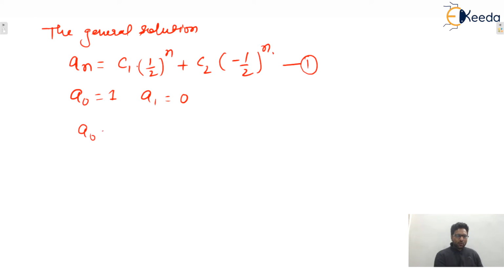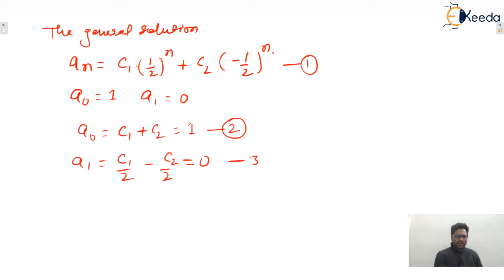What will be a_0? Put n equal to 0. It becomes C1 + C2, which is given as 1. Let's call that equation 2. The second initial condition is a_1, so n is 1. It becomes C1/2 minus C2/2 equals 0, which is equation 3. From equations 2 and 3, find the values of C1 and C2: C1 is 1/2 and C2 is 1/2.